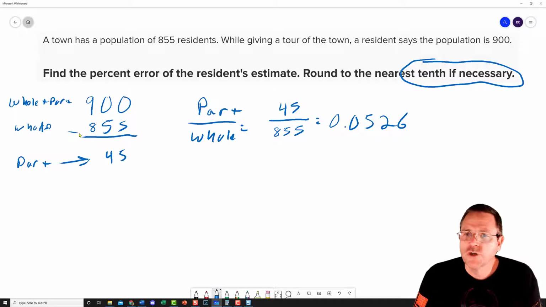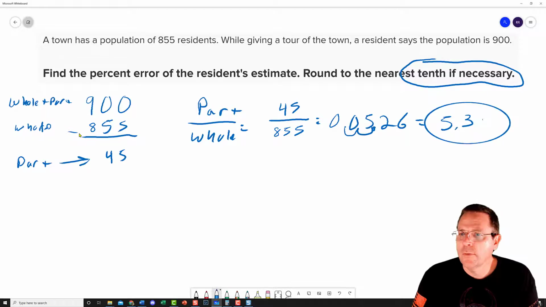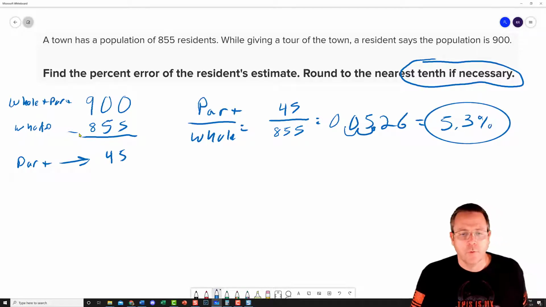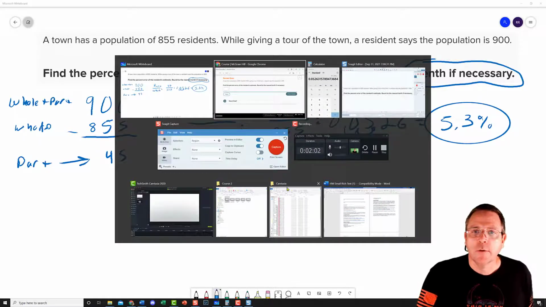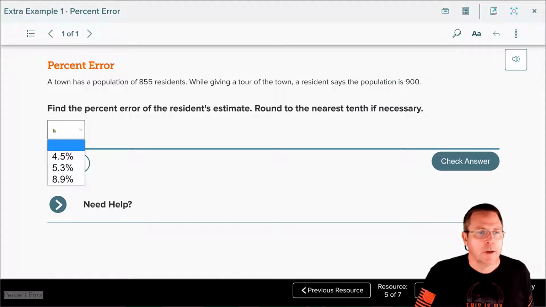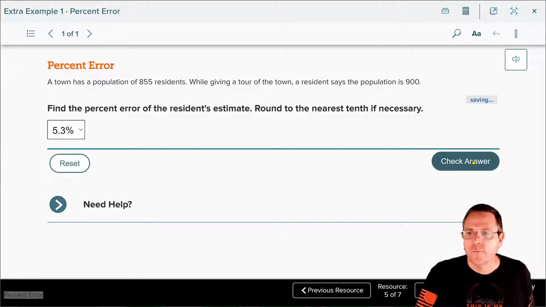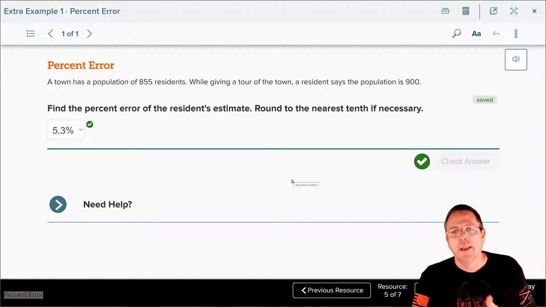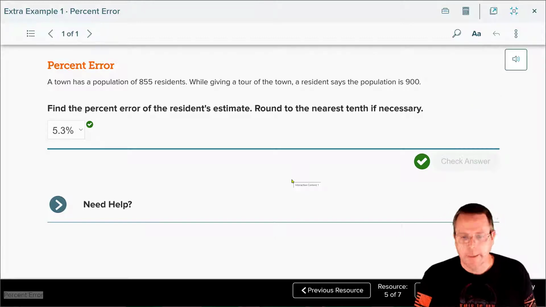Of course, we have to change that to a percent by bouncing the decimal two spaces to the right. So that means, rounded to the nearest tenth, 5.3% for our answer. We're going to go back here to the problem. We're going to type in the 5.3 from our options choice, check it, and we are correct indeed.